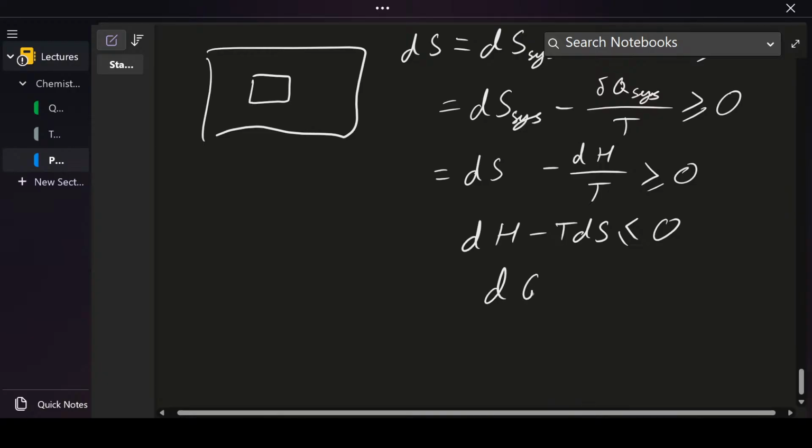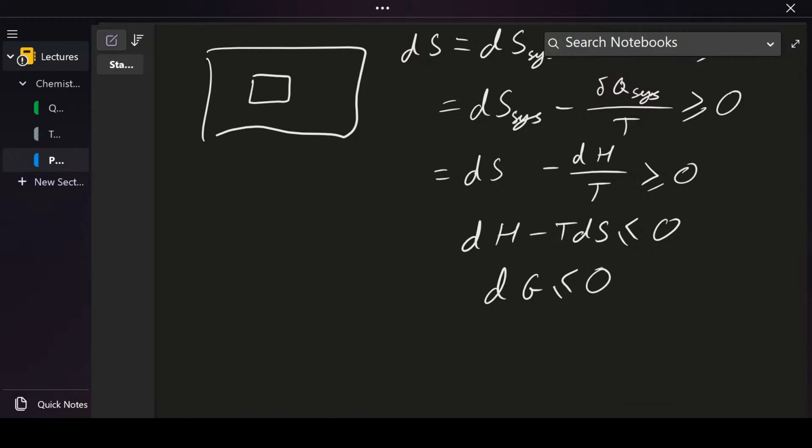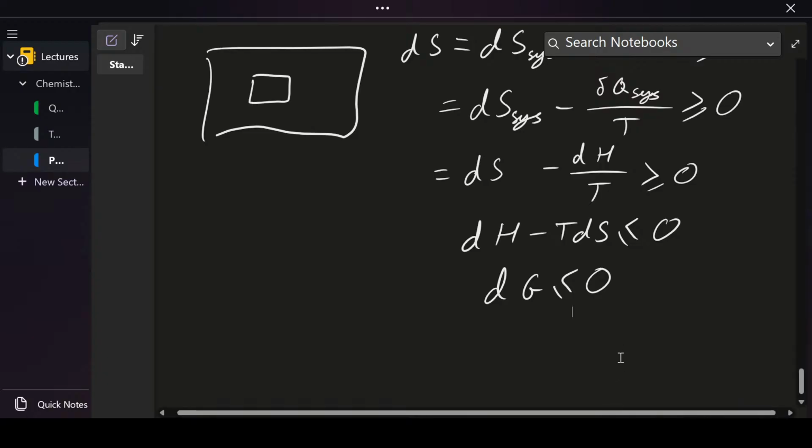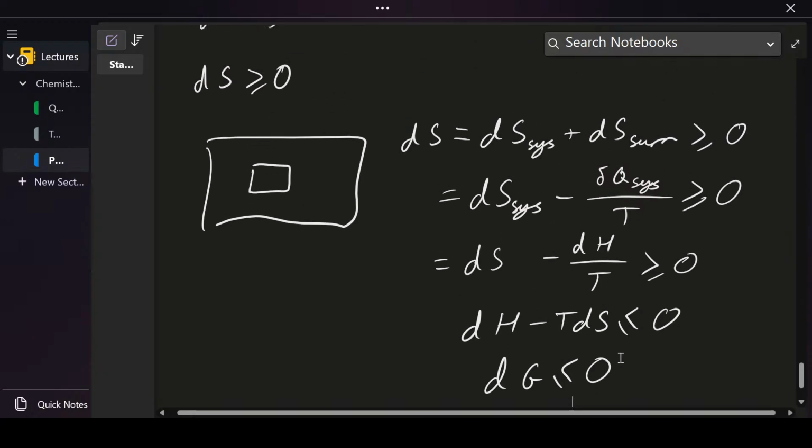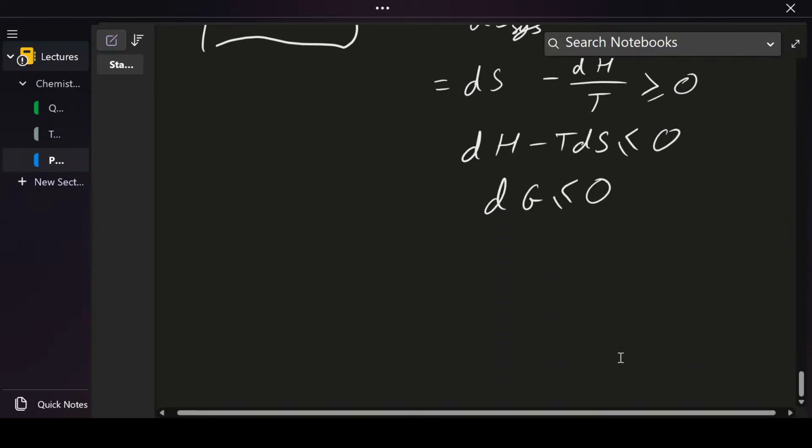So anyways, I now get dG is going to be less than or equal to 0 for a process working towards equilibrium. And I call a process which is going to do this spontaneous. It's going to happen if I have the activation energy to do it. Okay. Anyways, going back to F.